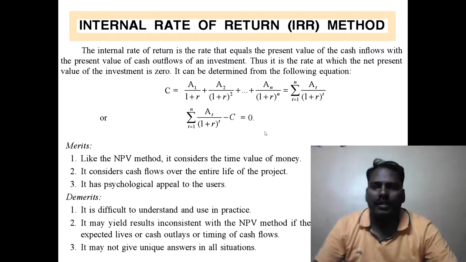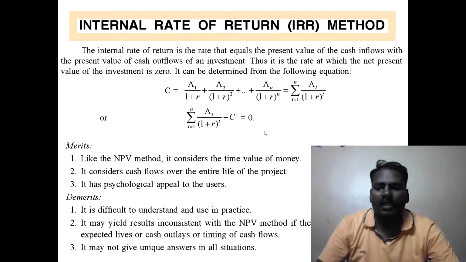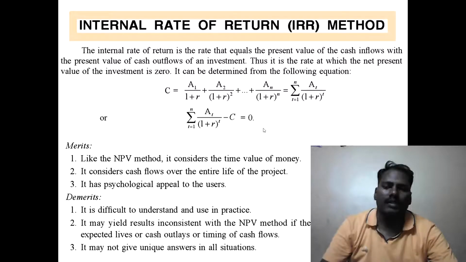What are the merits and demerits? Merits: like the NPV method, it considers the time value of money. It considers cash flows over the entire life of the project. It has psychological appeal to the users. Demerits: it is difficult to understand and use in practice. It may yield results inconsistent with the NPV method if the projects differ in their expected lives or cash outlays or timing of the cash flows. It may not give unique answers in all situations.